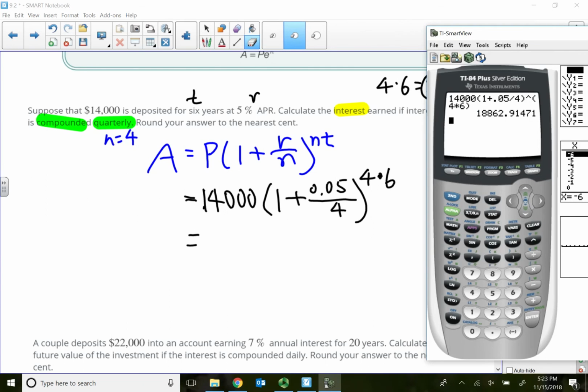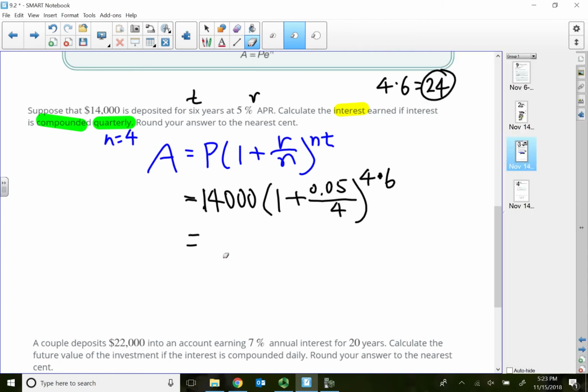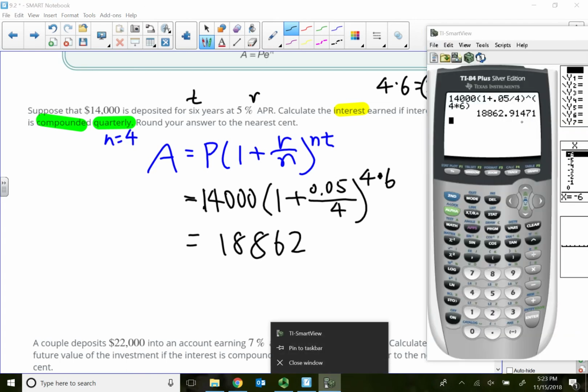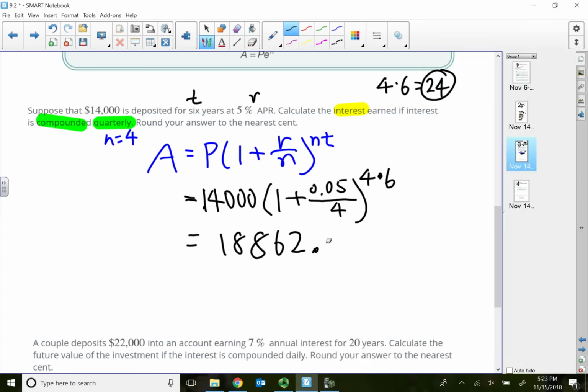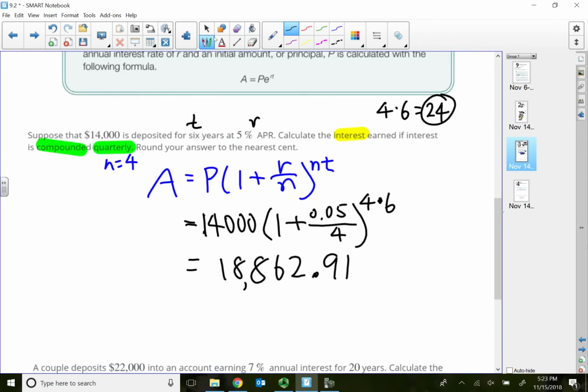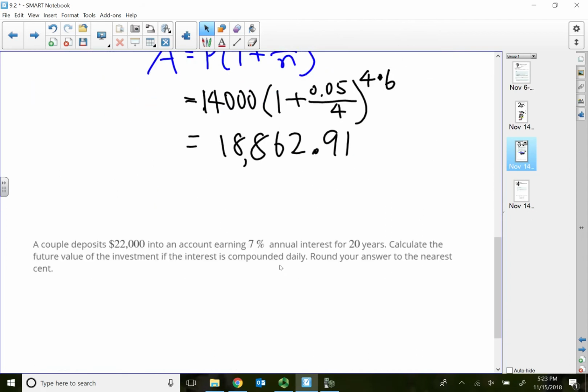So at the end of the 6 years, which is compounding 24 different times, I should have $18,862.91 in my account. That's how much money I will have in my account after the 6 years.